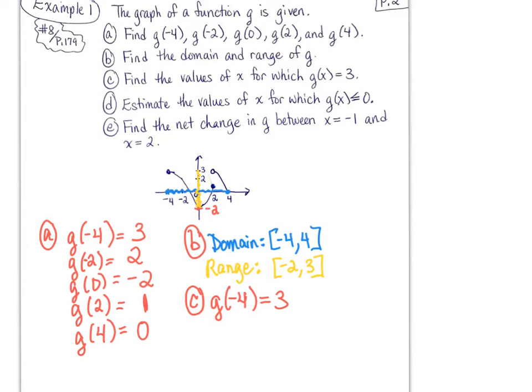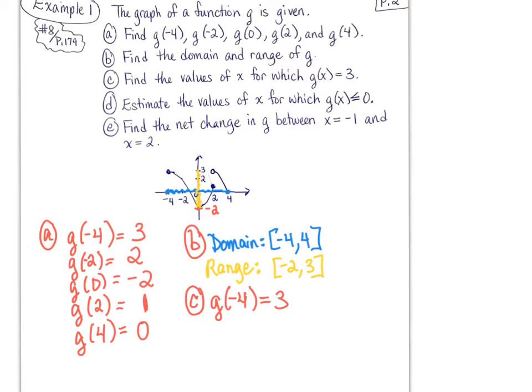Do we have any others? No, we do not. Very good. Because you may think that g of 2 should be included. But remember, g of 2 is 1, not 3, because that's an open circle. So it's not included there. Okay? All right. Good.